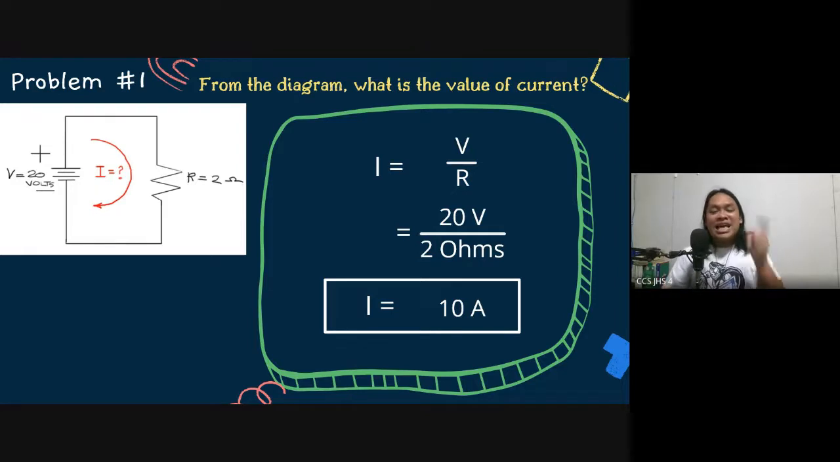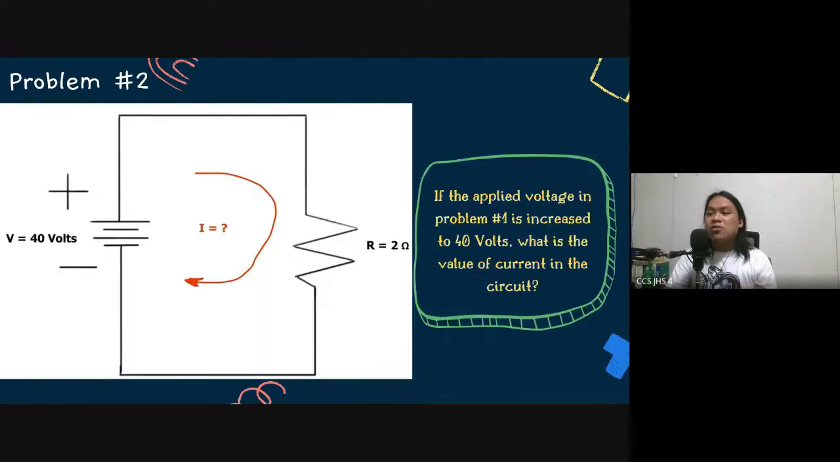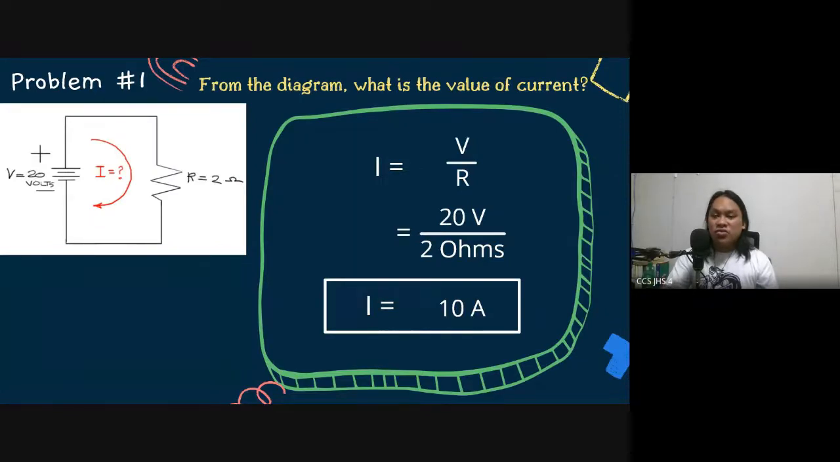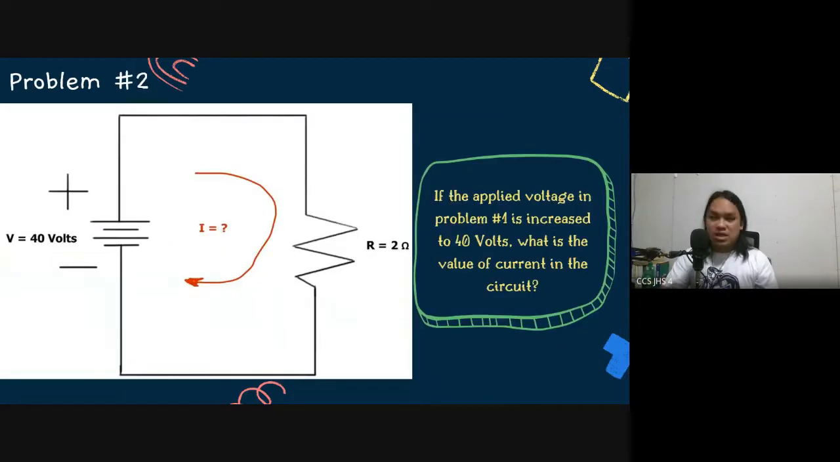Now, again, let us prove the statement if current is really directly proportional with our voltage. So this time, I will be increasing the value of our voltage. From 20 volts, we'll make it 40 volts. The value of our resistance stays the same, but we increase the value of our voltage. So this time we have 40 volts for our voltage, 2 ohms still for our resistance, and we solve for the value of our current.